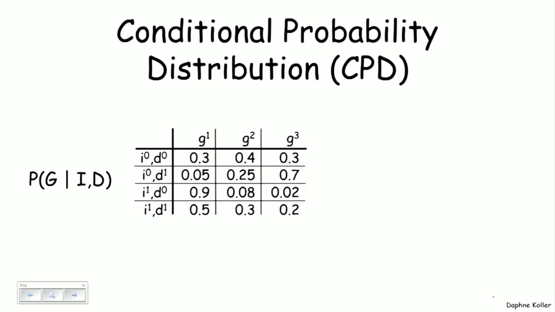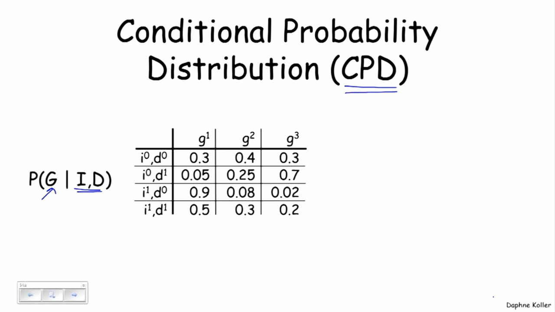Finally, a type of factor that we will use extensively is what's called a conditional probability distribution, typically abbreviated CPD. This, as it happens, is a CPD that's written as a table, although that's not necessarily the case. This is a CPD that gives us the conditional probability of the variable g given I and d. What does that mean? It means that for every combination of values of the variables I and d, we have a probability distribution over g.